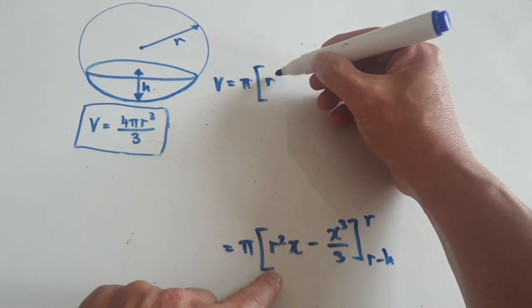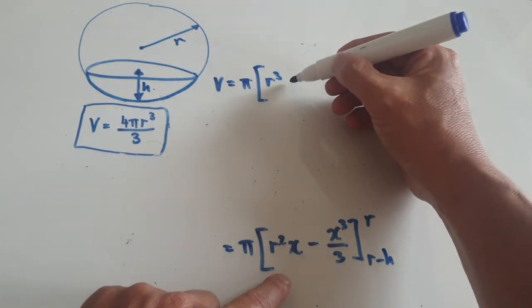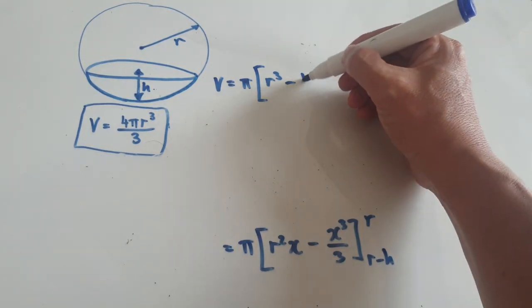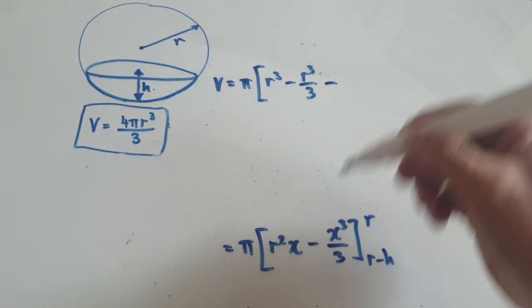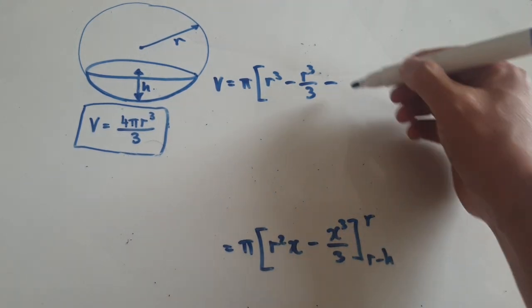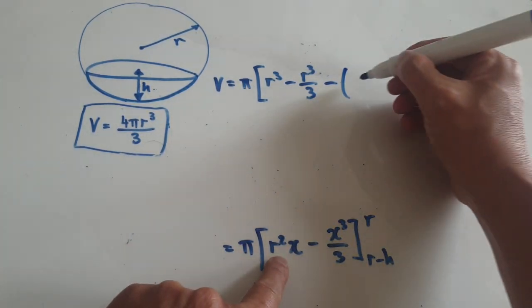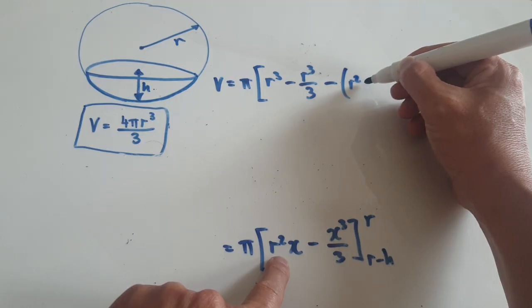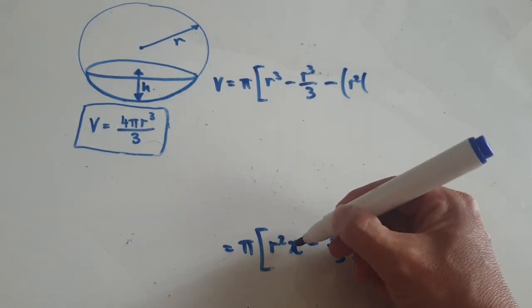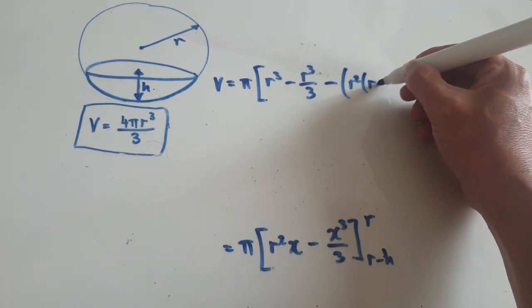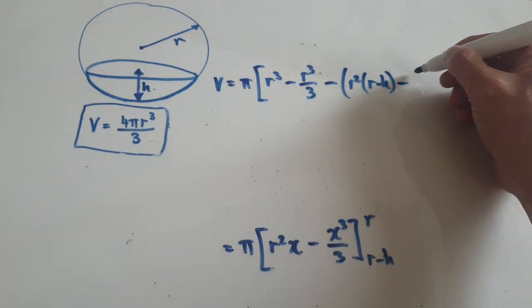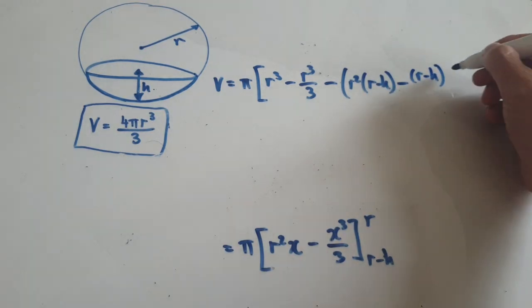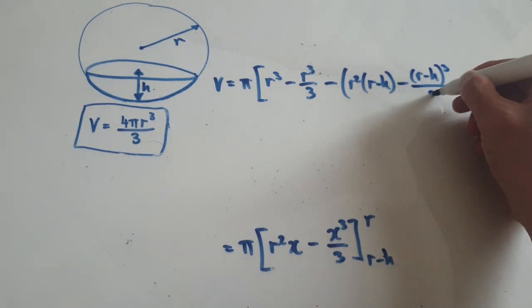That would become r to the power 3. Take away, put this into here, it would be r to the power 3 over 3. And then you take away, now put this into here, put this into here. So take away r squared, and then when you put this into here, it will then become r minus h. And then take away, put this into here, that would be r minus h to the power 3 over 3.